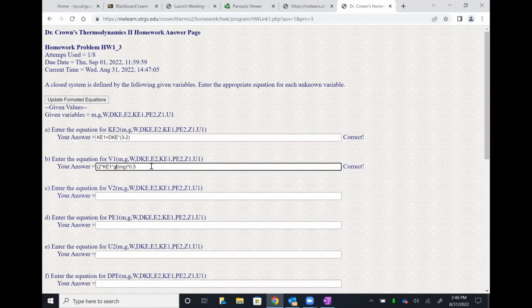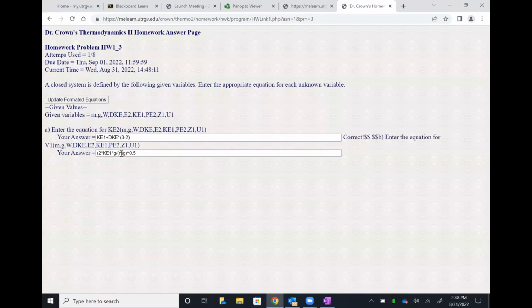So 2 times KE1 times G divided by MG should be correct, but I believe I will get an error here. And the reason for that, and you'll probably see this strange thing showing up, is that it's seeing mg as a variable. It doesn't know that you meant m times g, because that could be the name of a variable mg. So you can't string two variables together without putting a multiplication sign between them. Now, if I put the multiplication sign in between them, it should work.